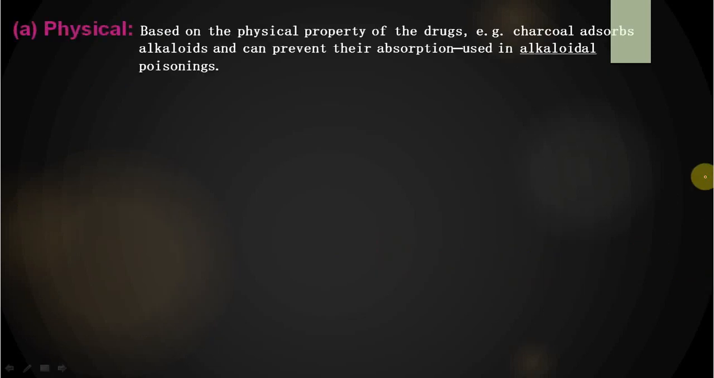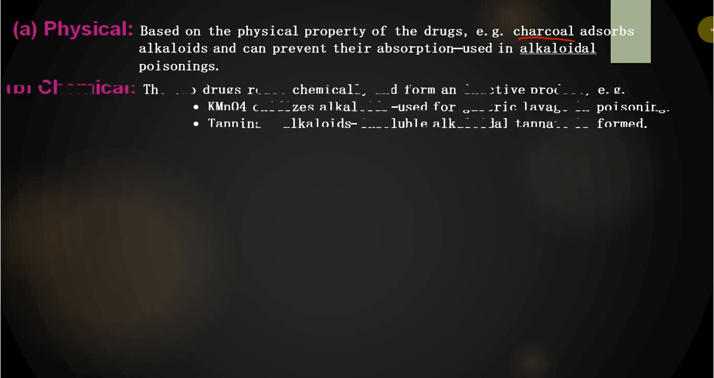Physical, based upon physical properties of the drugs. Best example of this is charcoal. Charcoal adsorbs the alkaloids and prevents their absorption. Therefore, charcoal is used in alkaloid poisoning.